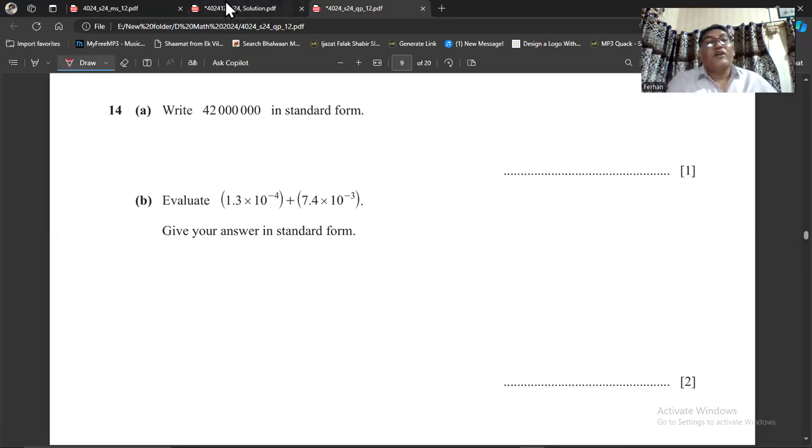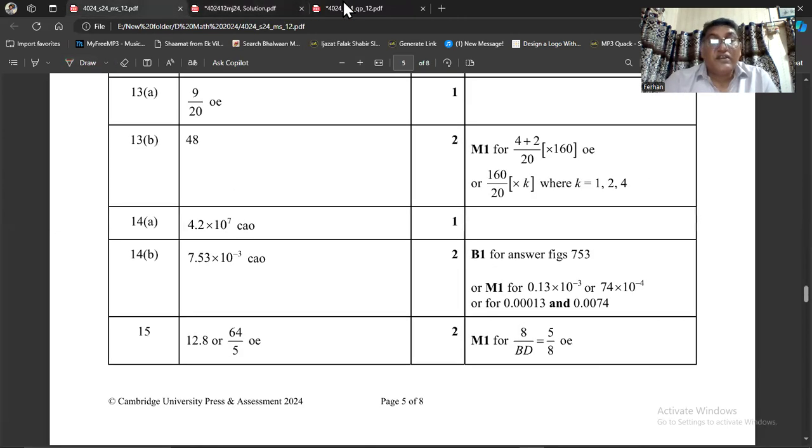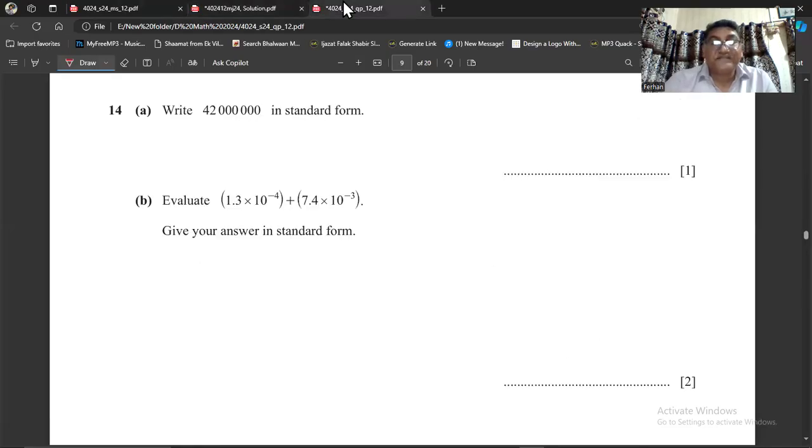So it will become 0.13 times 10 raised to power minus 3 plus 7.4 times 10 raised to power minus 3. 10 raised to power minus 3 will be taken as common. So what will happen? We will have 0.13 plus 7.4 in the bracket, and 10 to the power minus 3 is common. So when you add 0.13 with the 7.4, you get 7.53 times 10 to the power minus 3 is the answer. 7.53 times 10 to the power minus 3 is the right answer, sir.